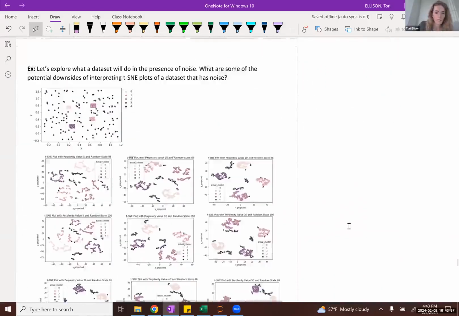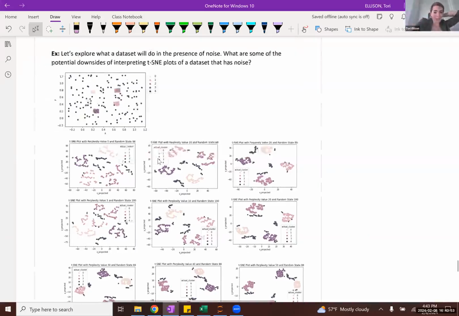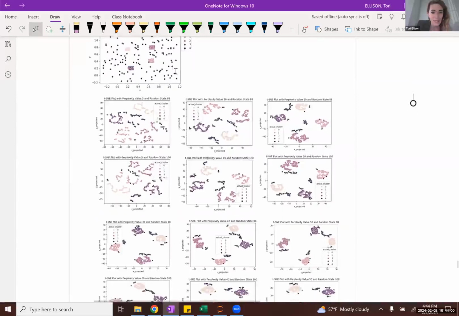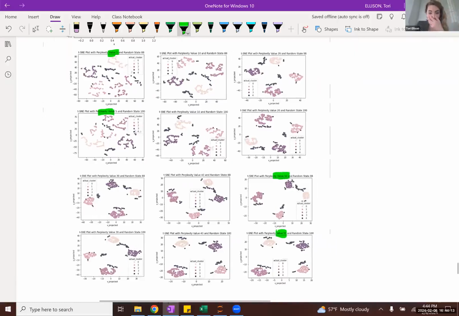Okay, so one more example that I'd like to look at is showcasing some pitfalls that we might encounter when the data set that we plug into our t-SNE algorithm has noise. Okay, so we see here that this is our original data set. And these are the set of t-SNE projections that we get, again looking across multiple random states for our full range of viable perplexity values.